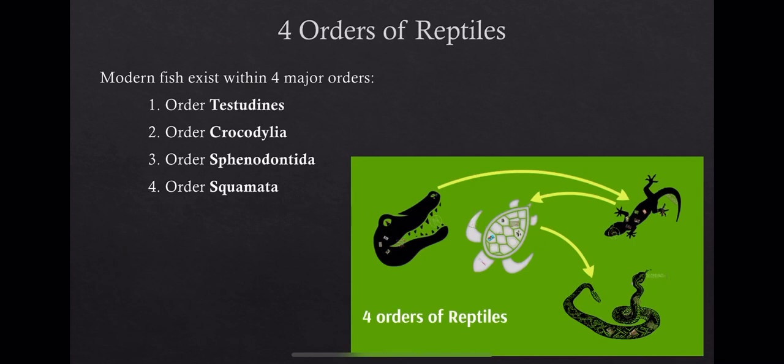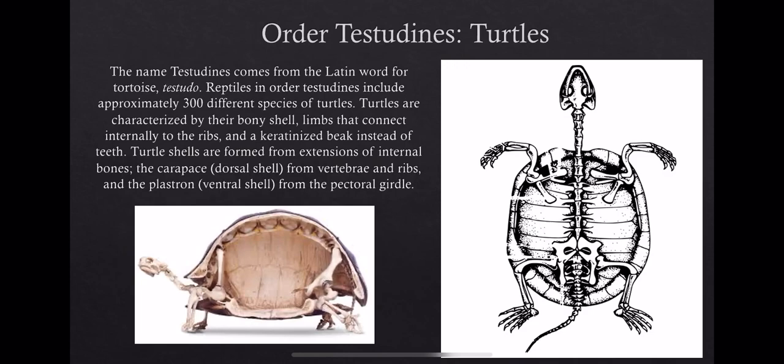So order Testudines comes from the Latin word testudo, which means tortoise. And there are over 300 different species of turtles. The big characteristic of turtles is that they have a bony shell that covers their bodies and protects the soft little bits inside of them. And these shells are connected to internal bones. They are bony extensions of internal bones.